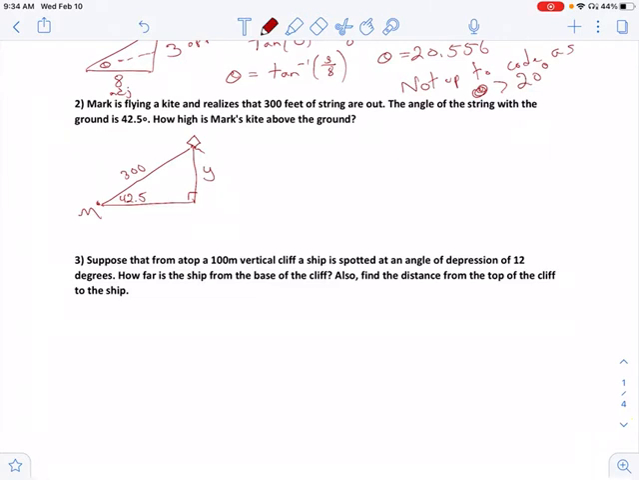Appears very similar to our first problem, so I might not even go all the way through in solving, just to save some time, but we can say the sine of 42.5 is y over 300. And then we would solve from there. Multiply both sides by 300 and report your answer out.